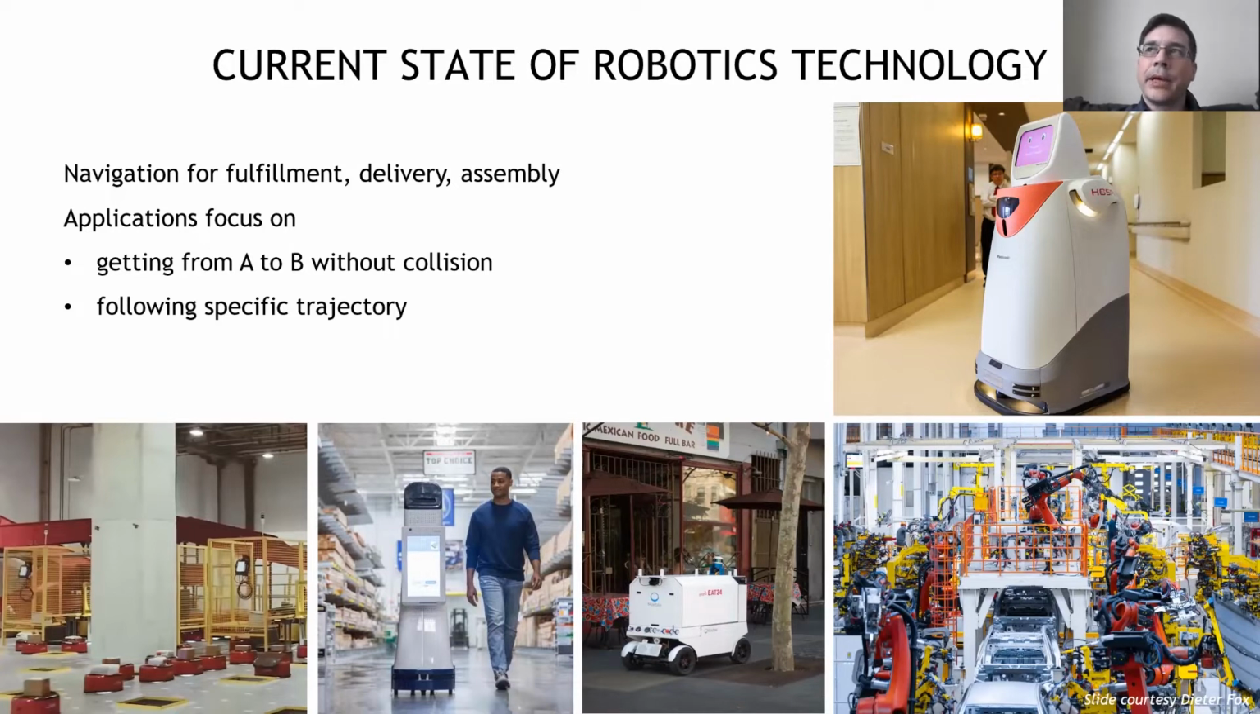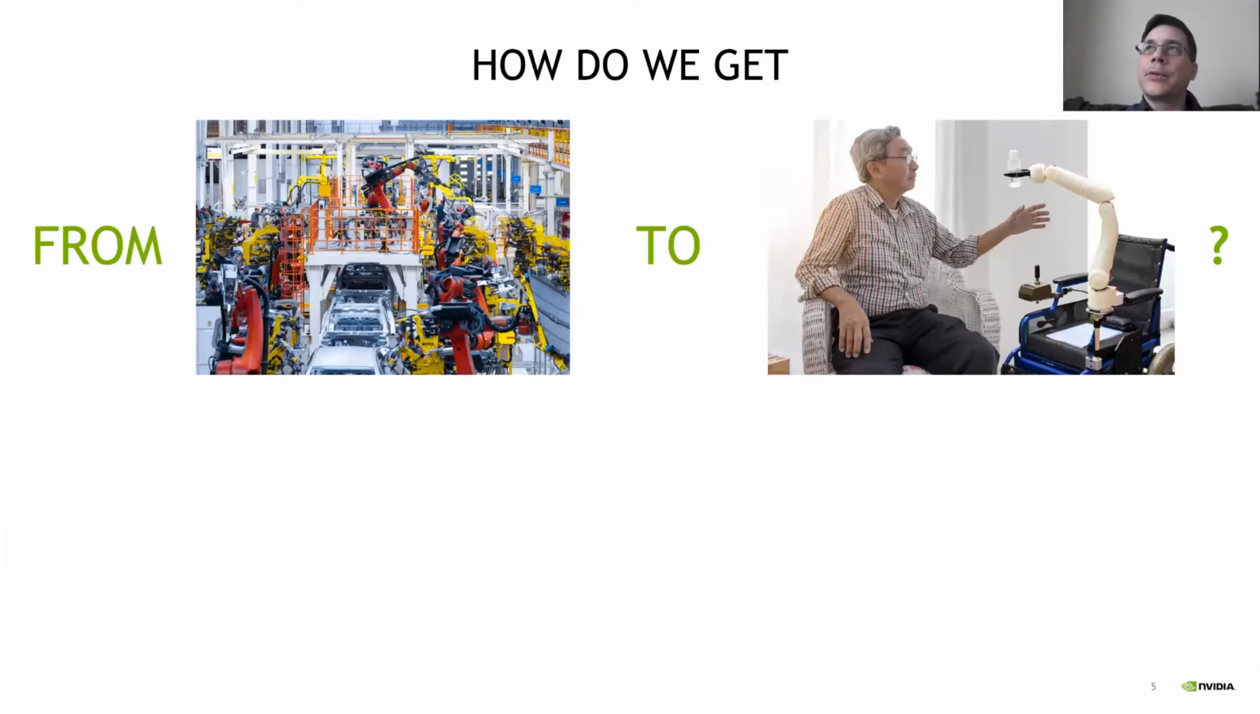And therefore, they have to be put generally in cages, because if someone were to interact with them, they could get hurt. And so the question is, how do we get from where we are today, which is robots that for the most part are blind and dumb and dangerous, to where we want to be, which is robots that are aware, smart, safe, lightweight, agile, and helpful.